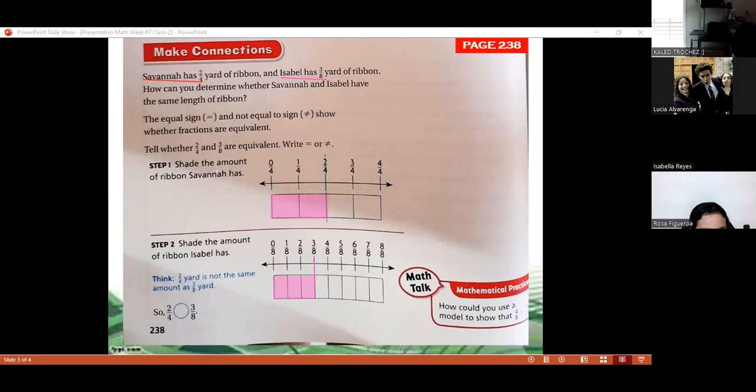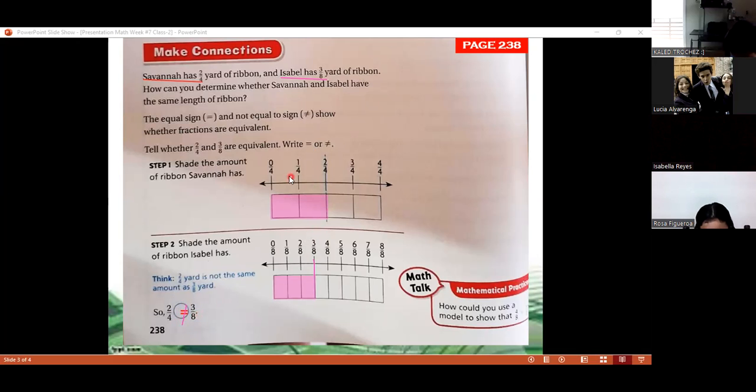So we said that 2 out of 4 and 3 out of 8 are not the same. It's not the same amount of 3 out of 8. So we're going to write the not equal sign, this sign. 2 out of 4 is not equivalent to 3 out of 8.